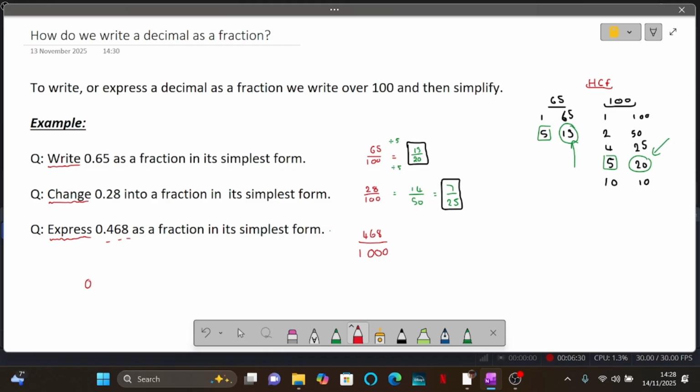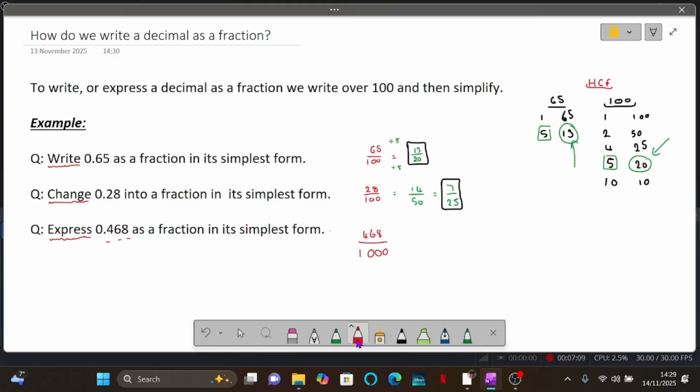So for example, if I had 0.7, I would write the 7 over 10 because there's one digit, 1 zero. With 0.9967, there are 4 digits, 1, 2, 3, 4, so 4 zeros, 1, 2, 3, 4. I hope that is giving you the right idea as to why we have written it over 1000 and not 100.